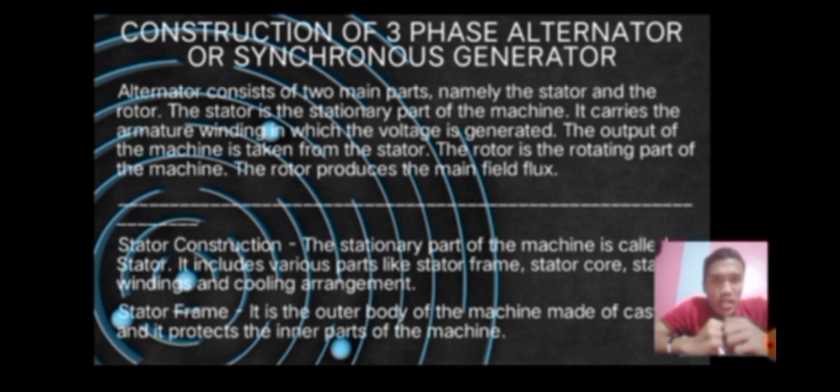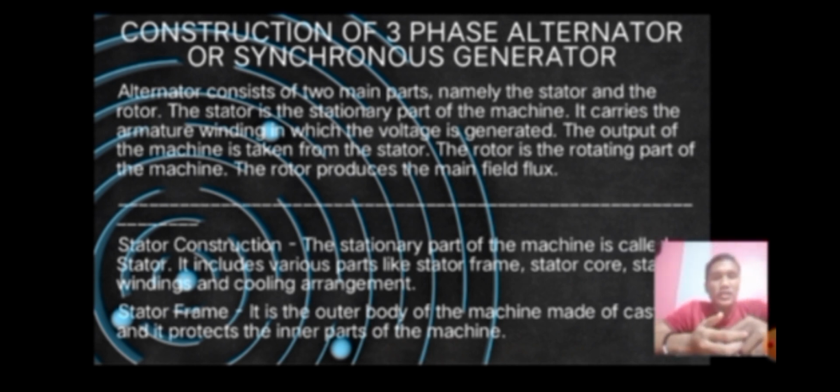What is the stator? The stator is the stationary part of the machine. From the word stationary, it does not move, it stays in place. It carries the armature winding in which the voltage is generated. So the job of the stator is to carry the armature winding so that voltage can be generated. The output of the machine is taken from the stator. The other part of the alternator is the rotor. The rotor is the rotating part of the machine, and it produces the main field flux.